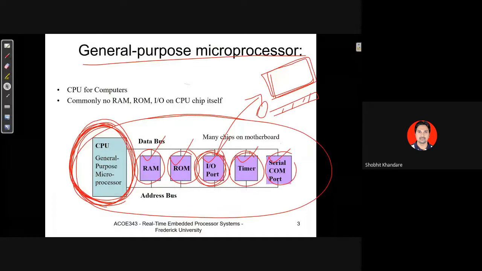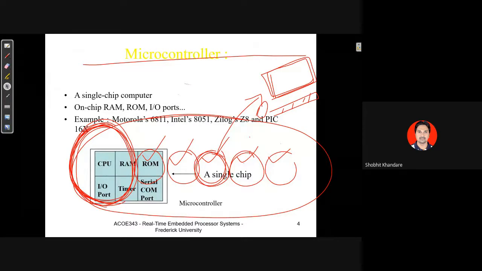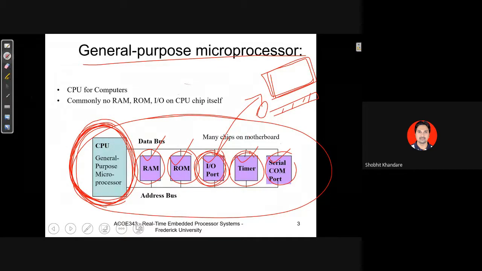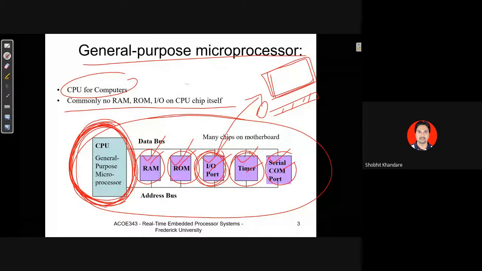So here we have to understand that your microprocessor will not work alone. Your microprocessor will not work alone, but it requires all these other peripheral components. Now if you talk about the computer, the CPU for a computer, commonly no RAM, ROM, IO on the CPU chip itself. Then you will be only left with the microprocessor. So the microprocessor cannot work separately; it needs these other things.